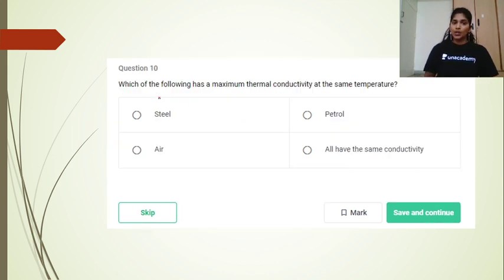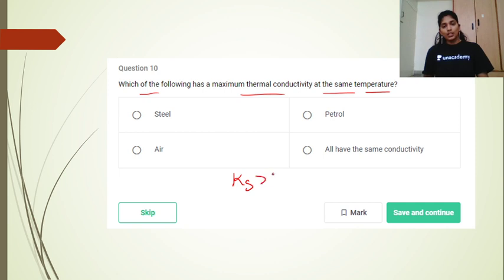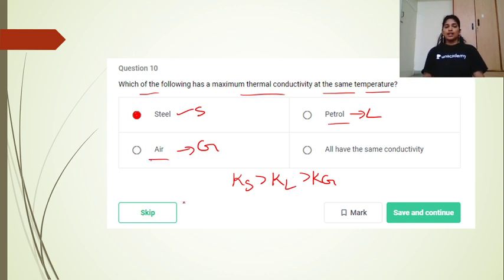Which of the following has the maximum thermal conductivity at the same temperature? According to the properties of thermal conductivity, conductivity of solids is greater than liquids, which is greater than gases, right? Here, this is a solid, this is a liquid and this is a gas. So obviously, conductivity of steel will be greater than conductivity of petrol, which is greater than conductivity of air. So you should know that.